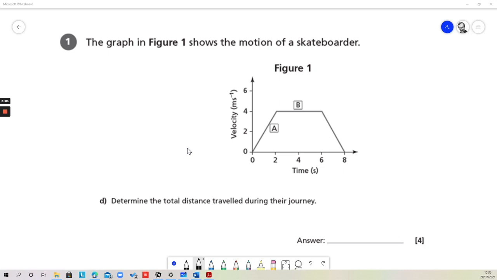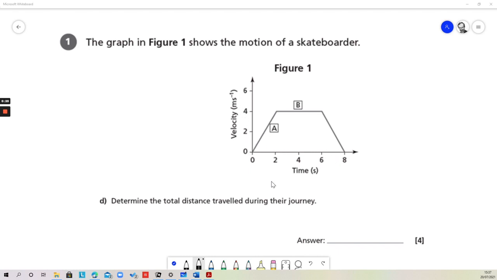This question here, we're being asked to work out what the total distance travelled is during the journey of the skateboarder. This is part D. Of course, in the earlier part of the question you'll have used this graph here, figure 1, and you can see here that this is a velocity time graph.